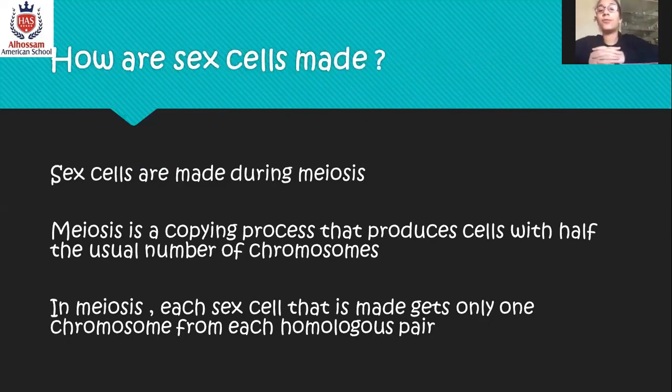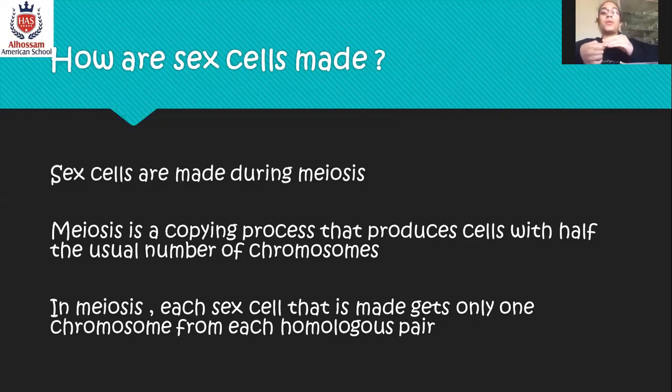When they fuse, they form 46, which is the normal number of chromosomes in any human. Now, how are sex cells made? Sex cells are made during meiosis. So sex cells, these are what we need to reproduce. Reproduction cannot occur with normal cells. We need the sex cells to reproduce.